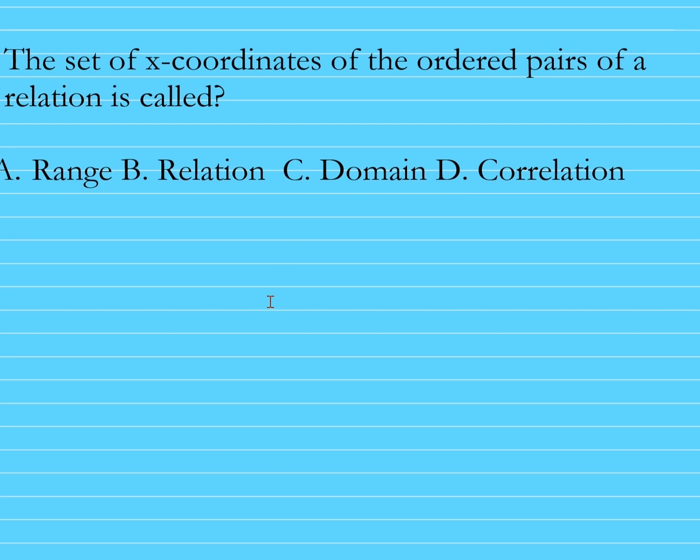I've got one last example though, and this one is a word problem. The question says, the set of x coordinates of the ordered pairs of a relation is called, and the answer will be C, which is domain.